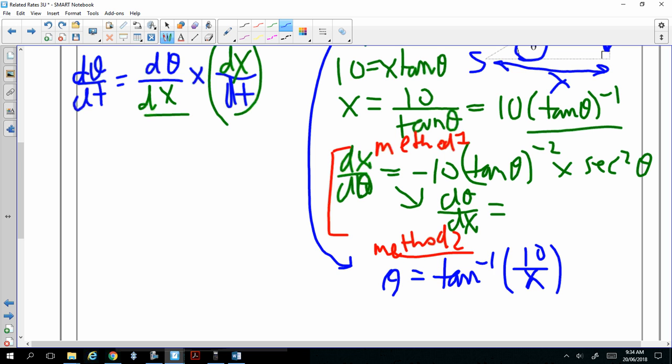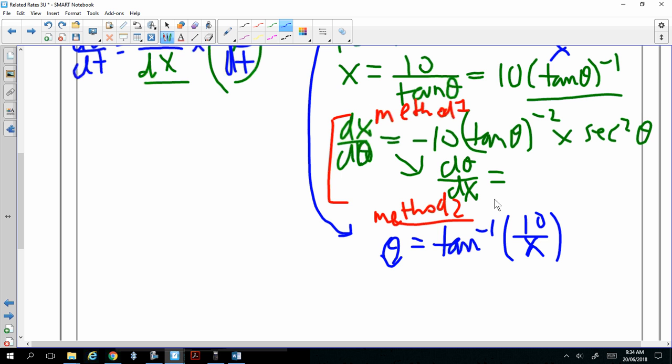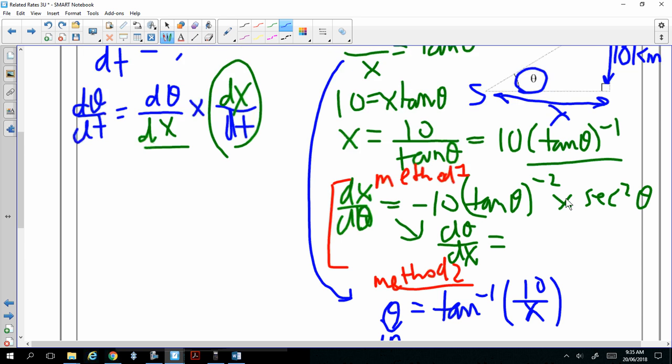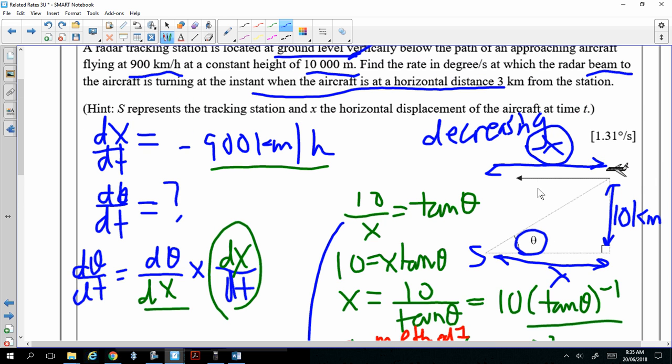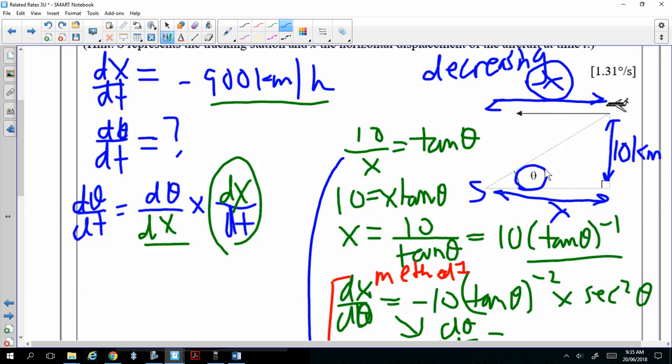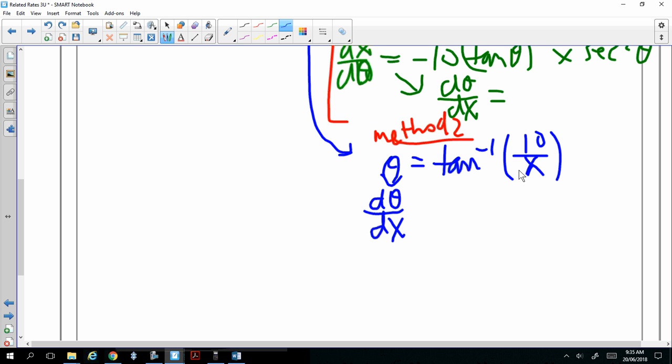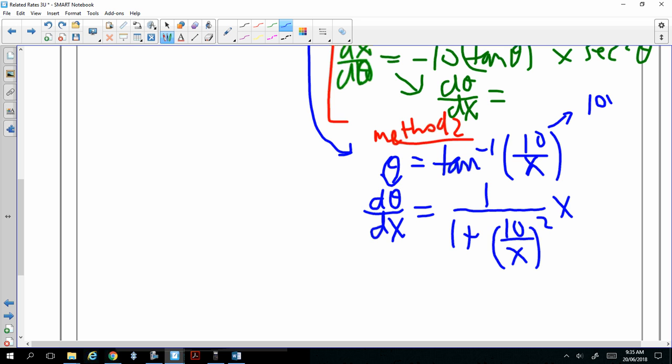Okay, so find dθ/dx, and using inverse tan, it will be 1 over 1 plus (10 over x) squared, times the derivative of 10 over x, which, written in index form, is negative 10 x to the power negative 2. So there will be some algebra involved. But you don't have to really simplify everything, because you can just write that as negative 10 over x squared, over 1 plus 100 over x squared.